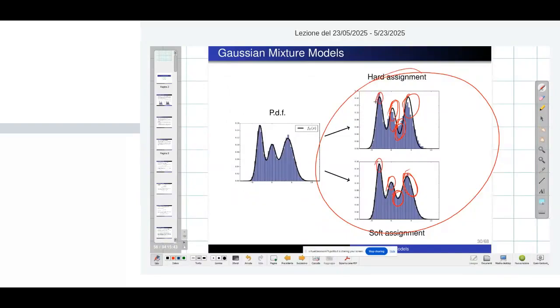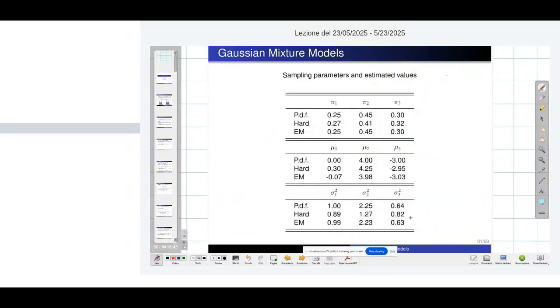Here we gain a bit, not that much, but it's still slightly better. And we can also see that it goes down better on the tails. The tails are better described by this model. And if you want to put some numbers, these are the weight parameters, the mean and the variance parameters of the three components. The first line is the real PDF, the one that I used to generate the samples. So the samples were generated with these parameters.